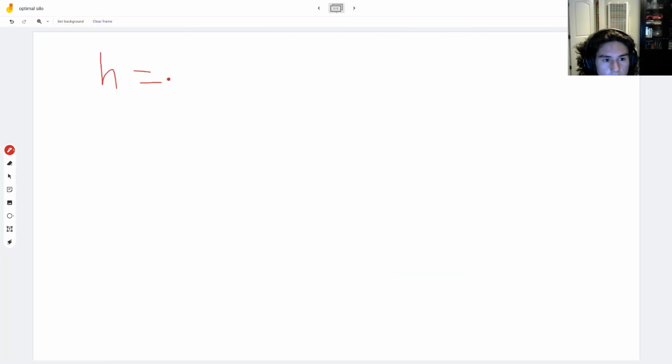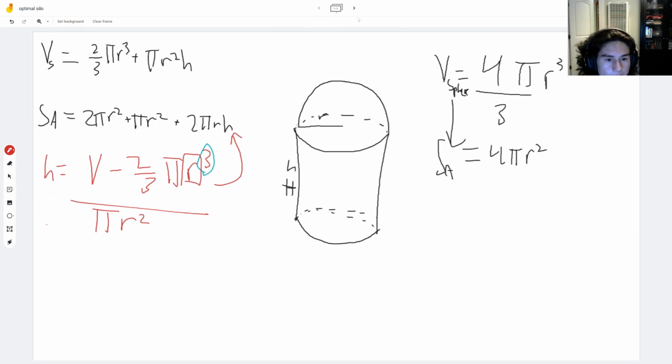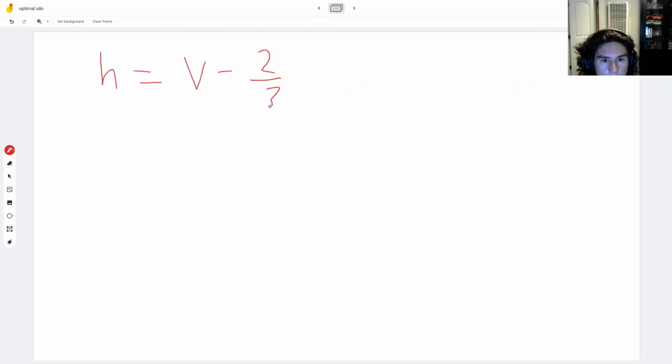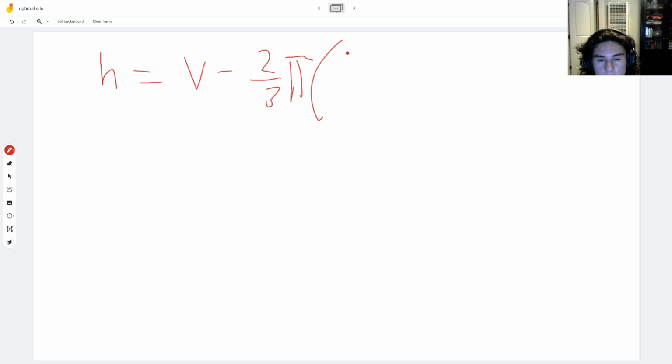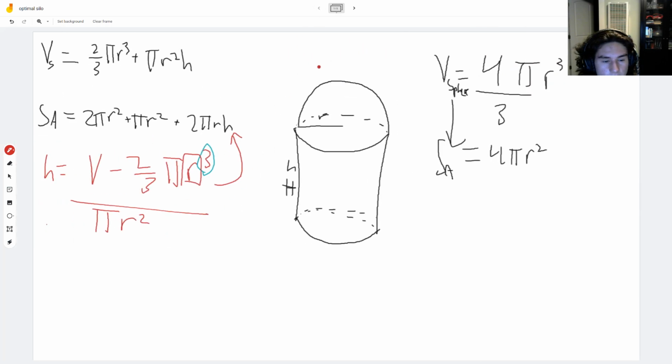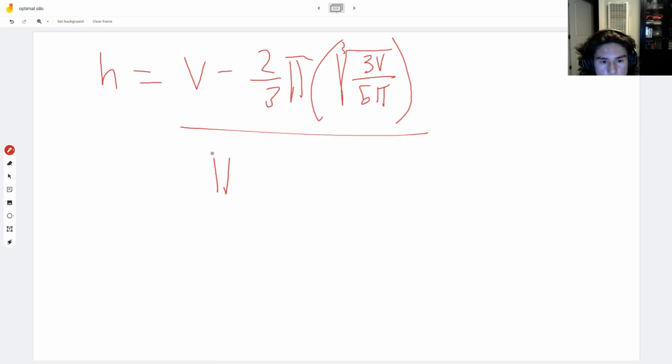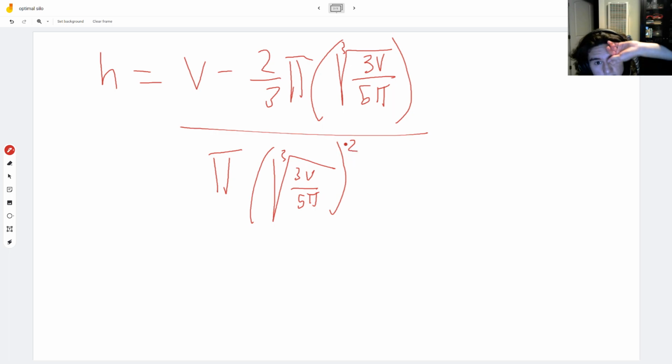So h equals v minus 2/3 pi r to the power of 3. So r is the third root of, I believe it was 3v over 5 pi. And then this is all divided by pi r squared. So it's pi times 3v over 5 pi, and then to the power of 2. So now this looks a little bit more manageable.